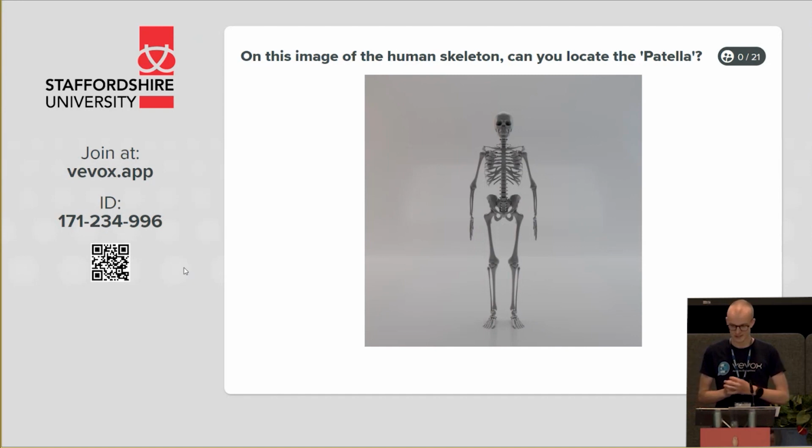This is our pin on image poll type. On this image of the human skeleton, can you locate the patella? As you that are in the room or on your phone, you can pinch and zoom, then tap on where you think the patella is, and make sure you press send on this one. Naturally, I'm not going to have live results showing for this one, because that might cause some bias. If you can see where everyone else is putting their results, you might change your mind.